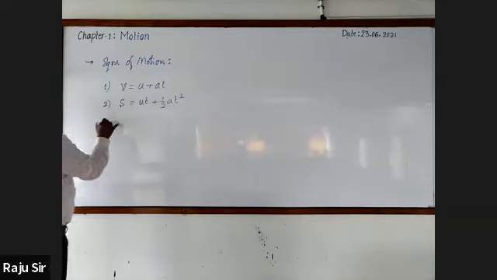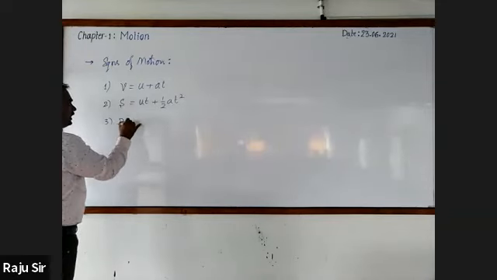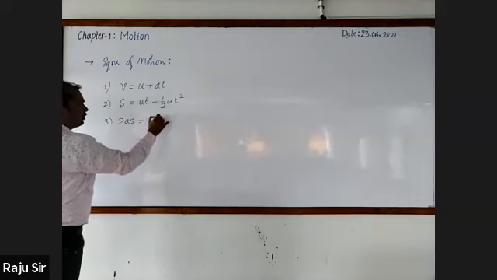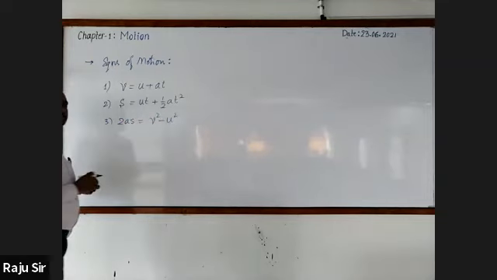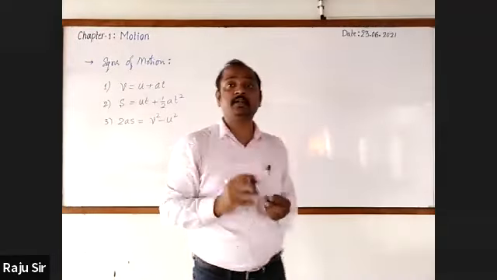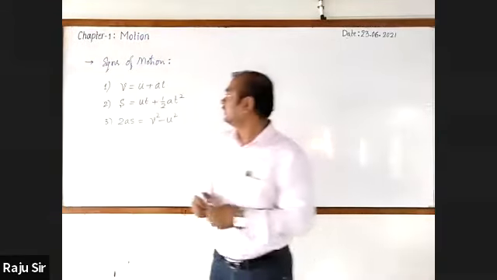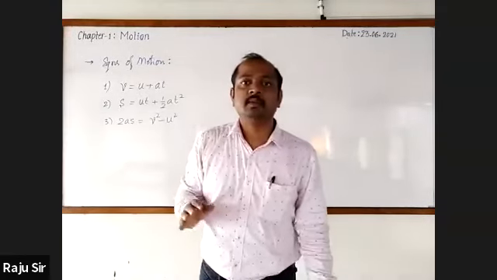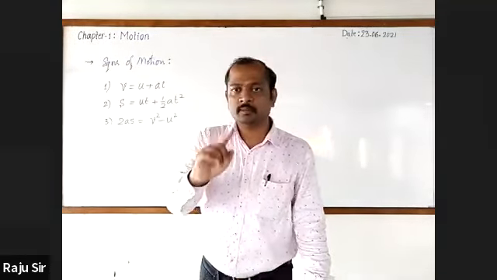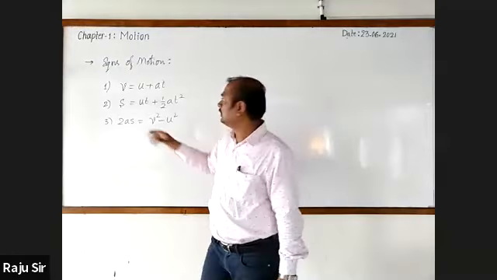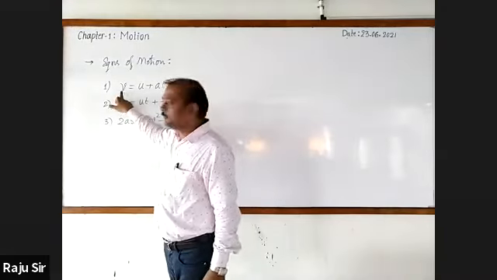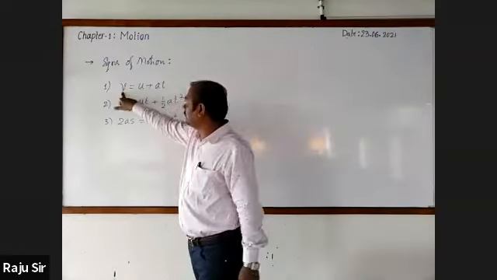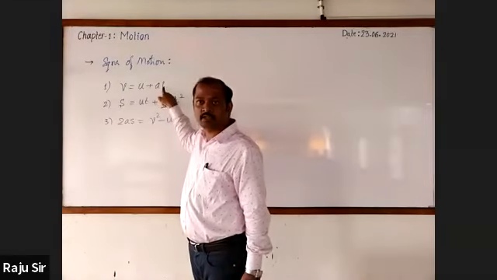Third one, it is 2as is equal to v square minus u square. So these are the three important equations of motion. Here, you can come to know the physical quantities that are involved. Careful. See that. Here, the final velocity, initial velocity, acceleration, time.